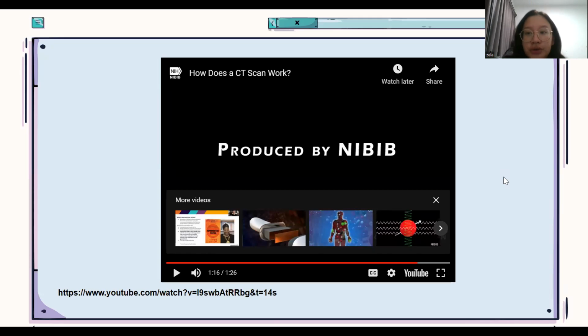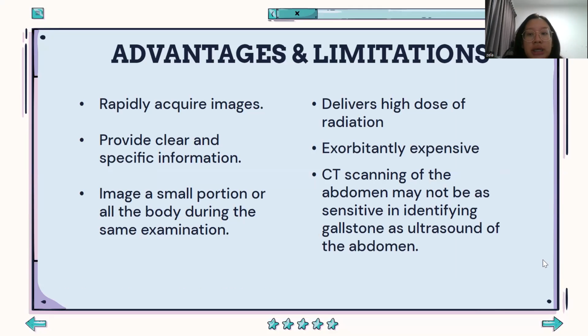So I hope this video gives you another idea of how the CT scan works. Now let's move on to the advantages and limitations. So we'll start with the advantages.